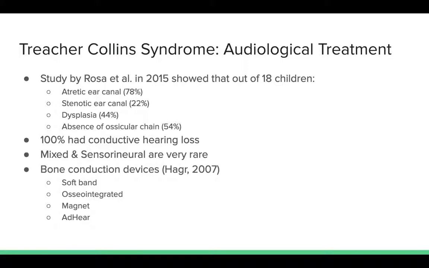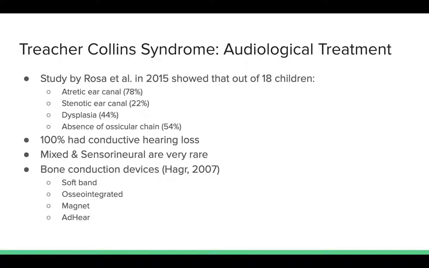So with the absence or lack of a pinna combined with atretic and stenotic ear canals, a traditional hearing aid would not be the best option for them. So with that being said, a bone conduction device is typically the route that is taken for audiological treatment for these patients. In the early stages of life, a soft band with the conductor attached to it would be the best option.